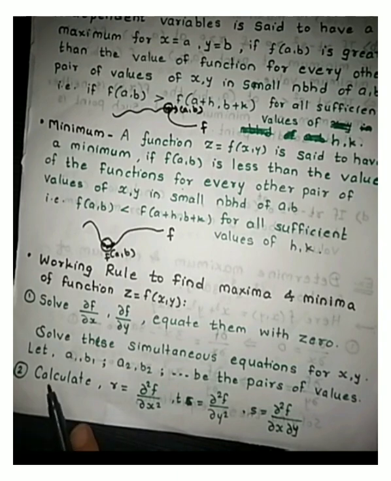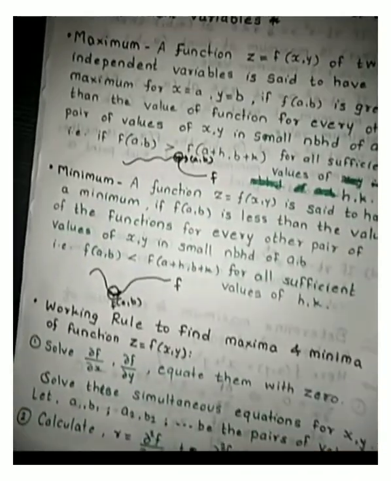After that, the second step is to calculate r, s and t, where r is ∂²f/∂x², s is ∂²f/∂x∂y, and t is ∂²f/∂y². It means r is the double partial derivative of f with respect to x, t is the double partial derivative of f with respect to y, and s is: first calculate the partial derivative of f with respect to y, then calculate the partial derivative of that with respect to x. So this is our second step.